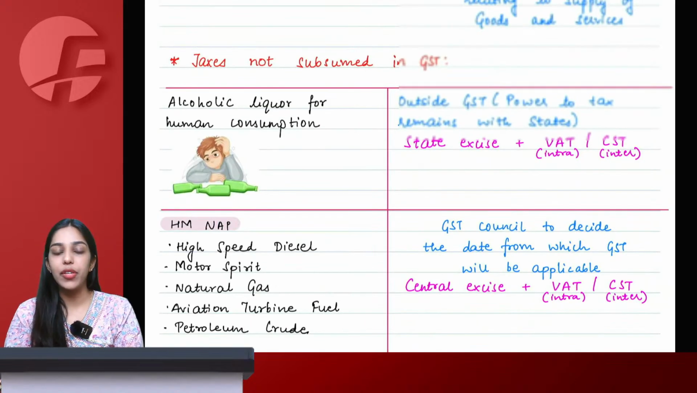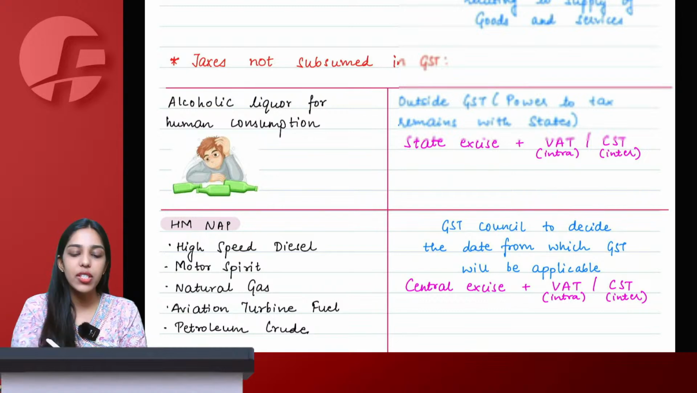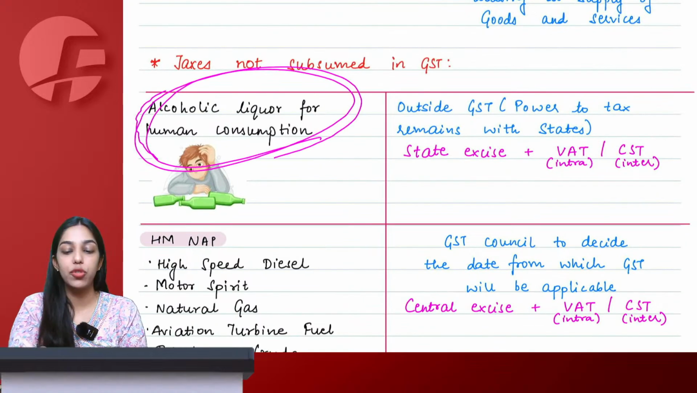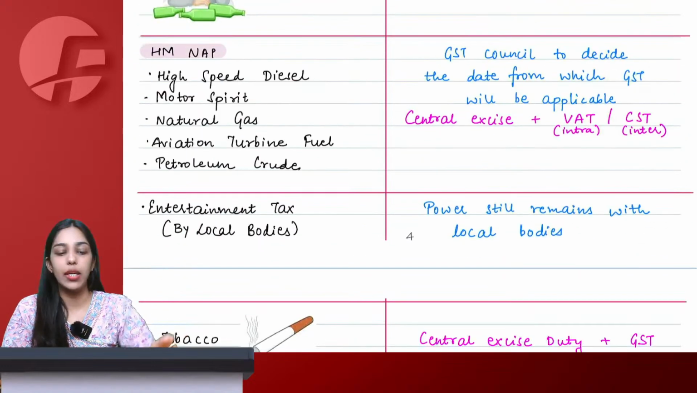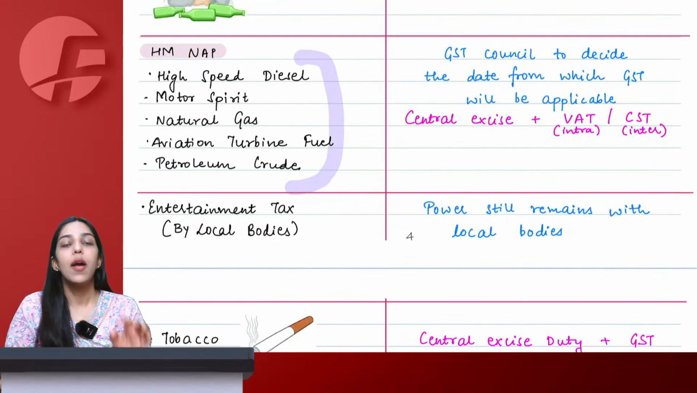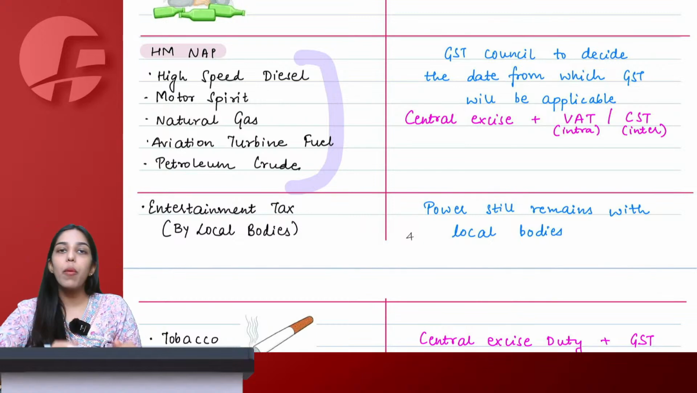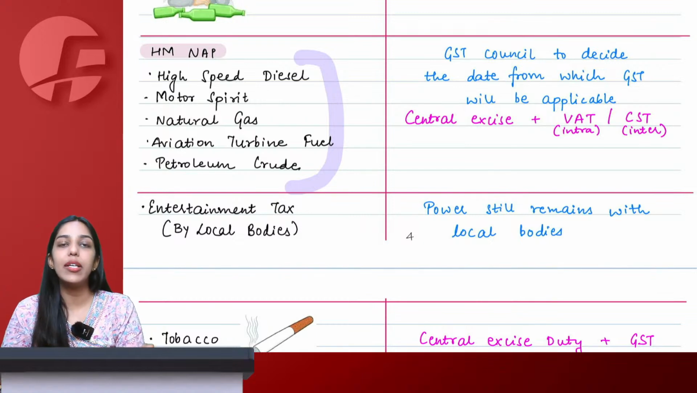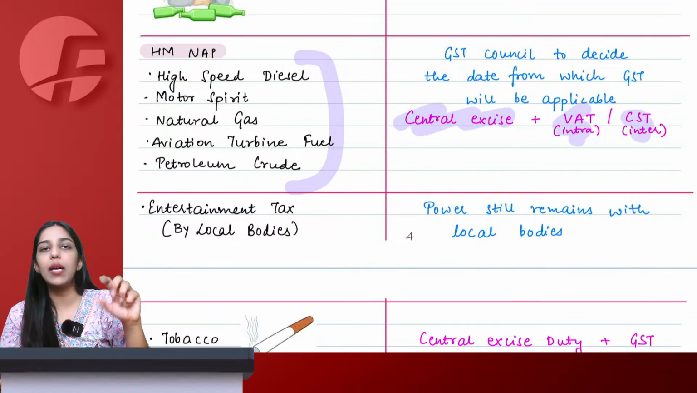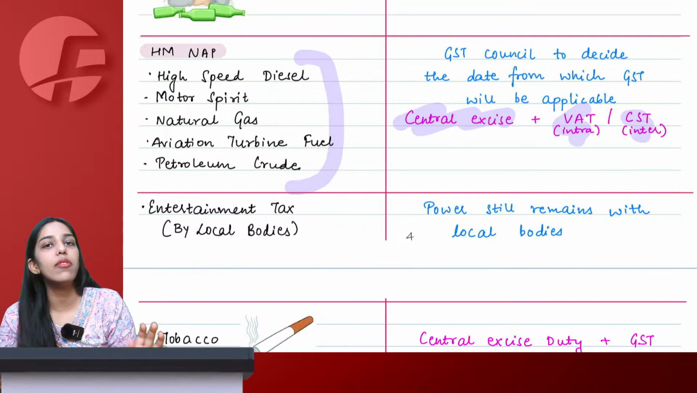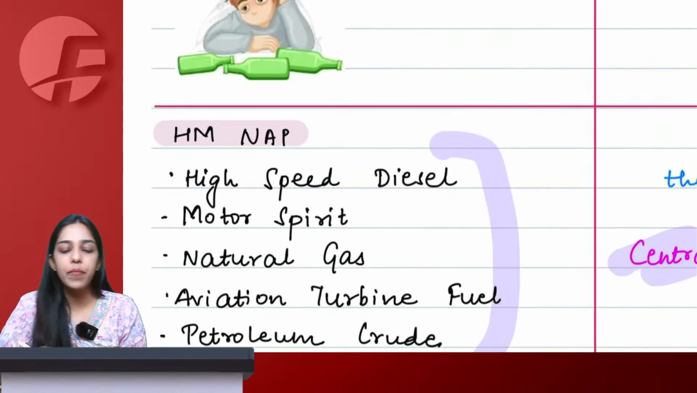See, understand the difference. We are not even planning to levy GST on alcoholic liquor for human consumption. It is outside the purview only. It is written in the charging section only. But on these HNAP products, no GST is levied today, but from a future date, it is going to be levied. Till then, we continue to levy central excise on manufacturing and VAT or CST on sales, depending upon whether it is intrastate or interstate respectively. What are these HNAP items?